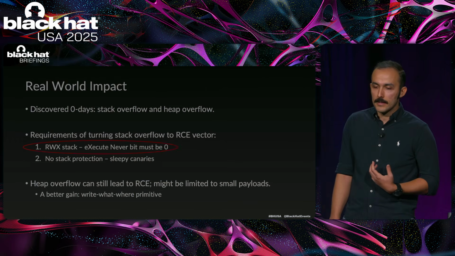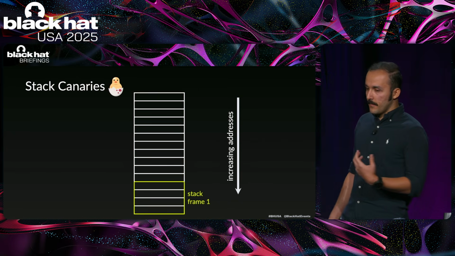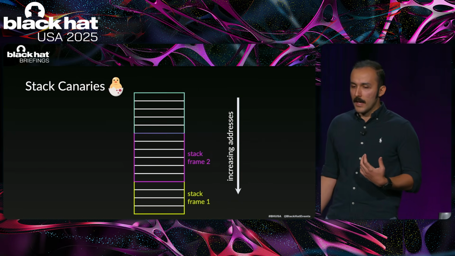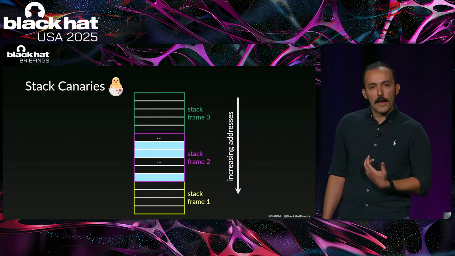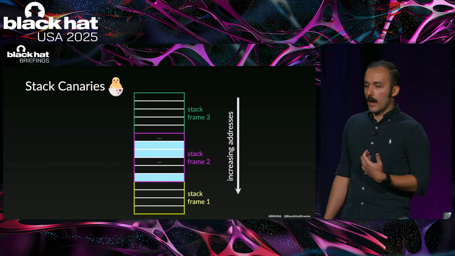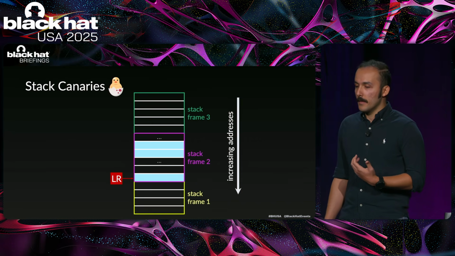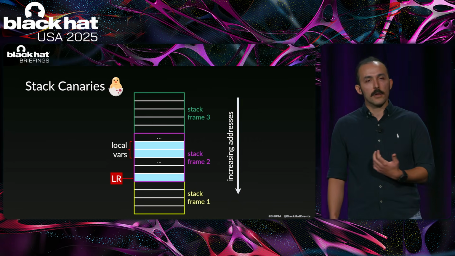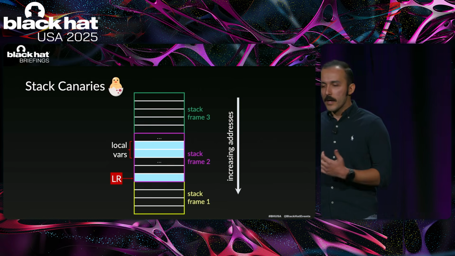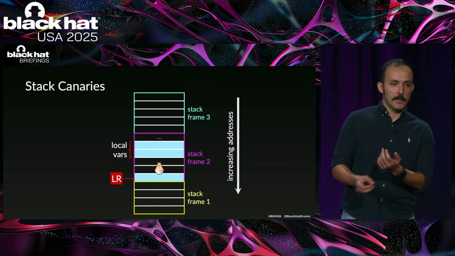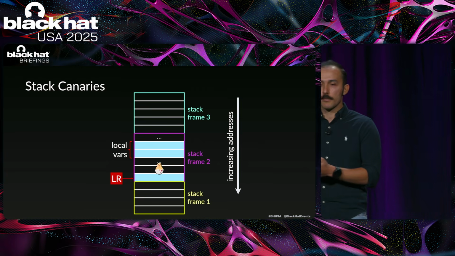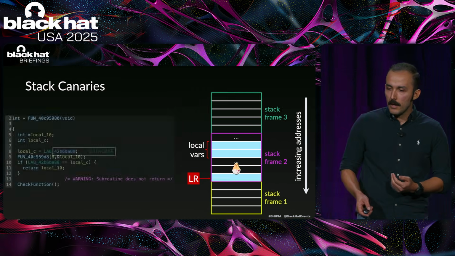Let's talk about that. To keep everything organized, functions use stack frames. Let's take a closer look at the stack frame too. At the very bottom, we have the return address stored from the link register. And on top of that, we have the local variables of this function. Right on top of the return address, the stack canary lives. And that makes sense because it's supposed to protect the return address on the stack.